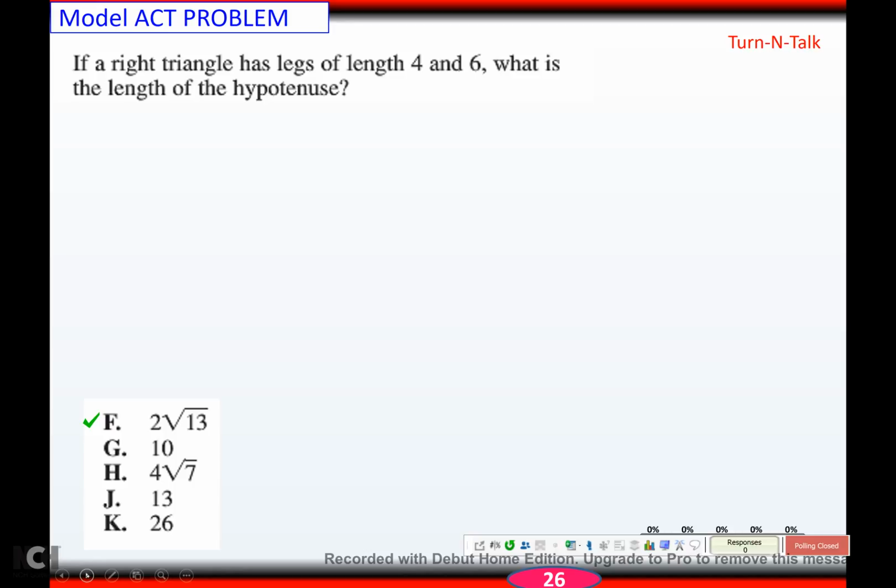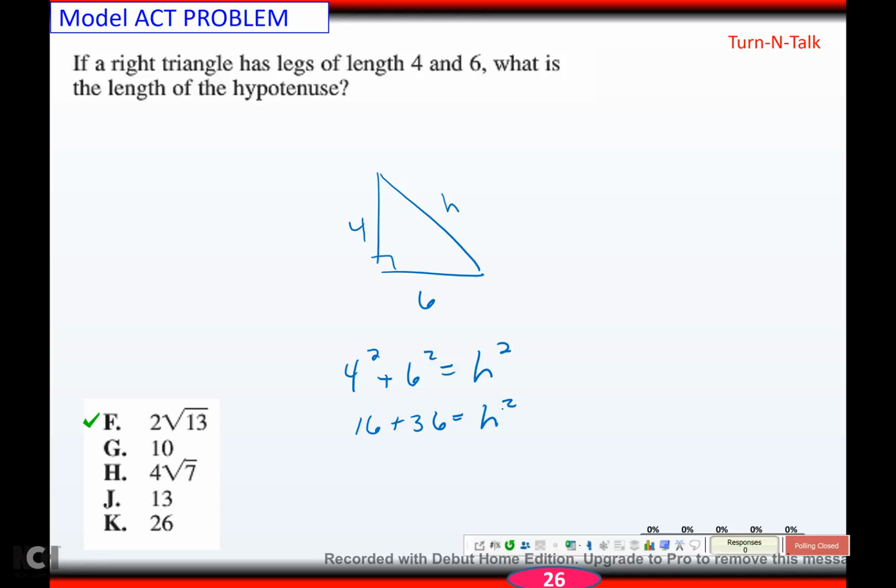Alright, it says if a right triangle has legs of 4 and 6, what is the length of the hypotenuse? Well, that's the Pythagorean theorem. 4 squared plus 6 squared equals the hypotenuse squared. That's 16 plus 36 equals hypotenuse squared. That's 52 equals hypotenuse squared, so square root. And my hypotenuse equals the square root of 52, which isn't there because they broke this down.